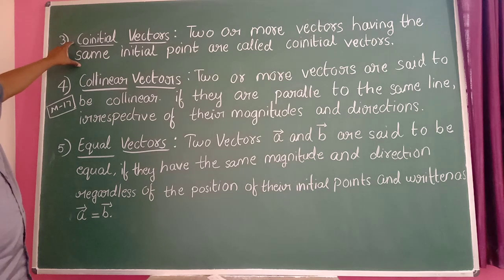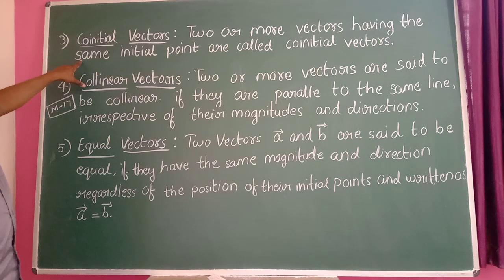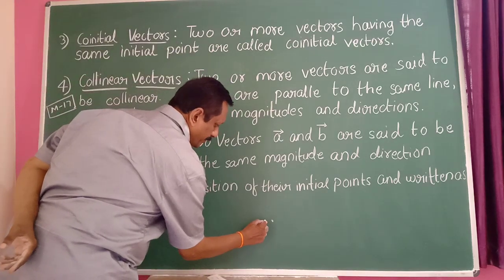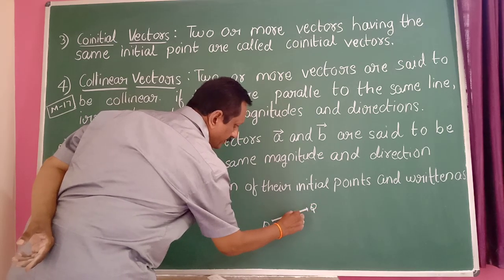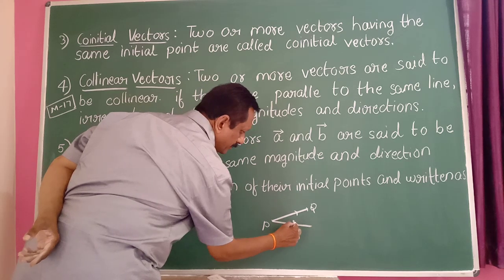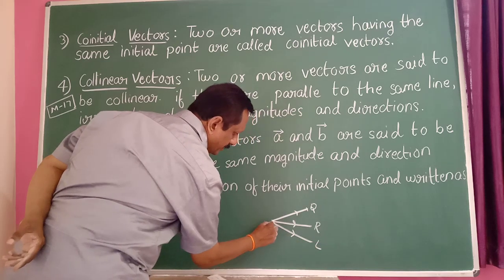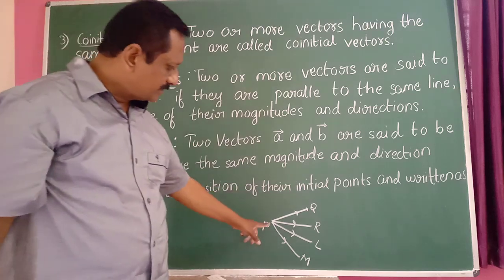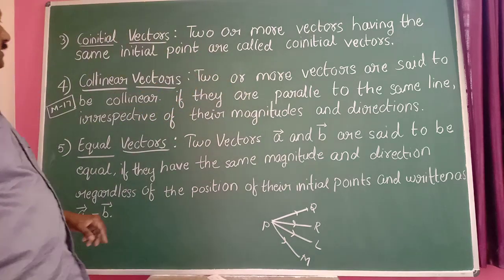So next definition, co-initial vectors. Two or more vectors having the same initial point are called co-initial vectors. Here, suppose we take a point P. So PQ is one vector, PR is one more vector, PL is a third vector, and PM is a fourth vector. Just observe, all the vectors have the same initial point. These are called co-initial vectors.